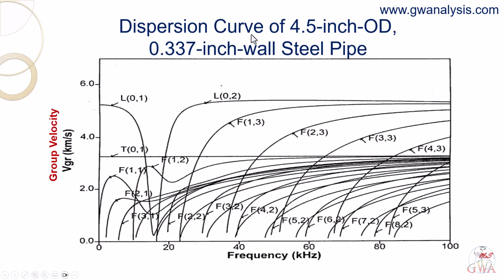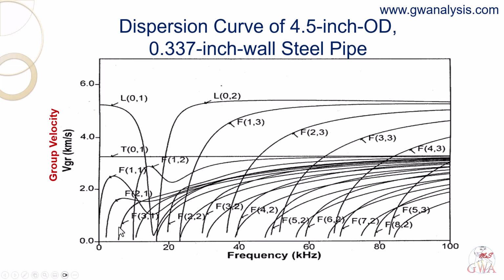The slide shows a dispersion curve of a 4.5 inch OD, 0.337 inch wall steel pipe. For guided wave testing, we use guided waves for field inspection. The first thing we have to know is what kind of waves are in that pipe. The dispersion curve shows the wave modes in the pipe, plotted with the frequency on the x-axis and the group velocity on the y-axis. This dispersion curve shows wave modes between 0 Hz and 100 kHz.